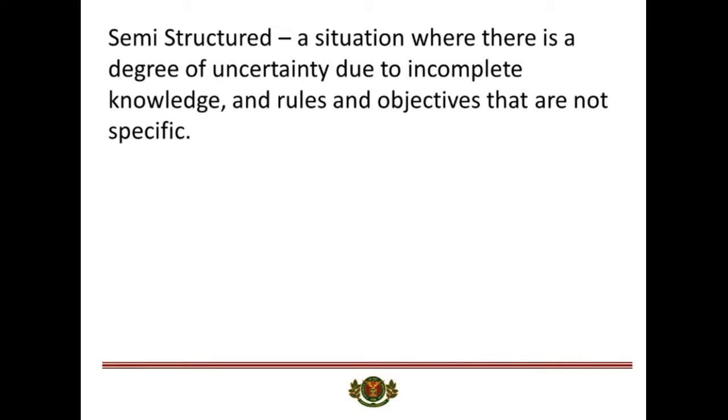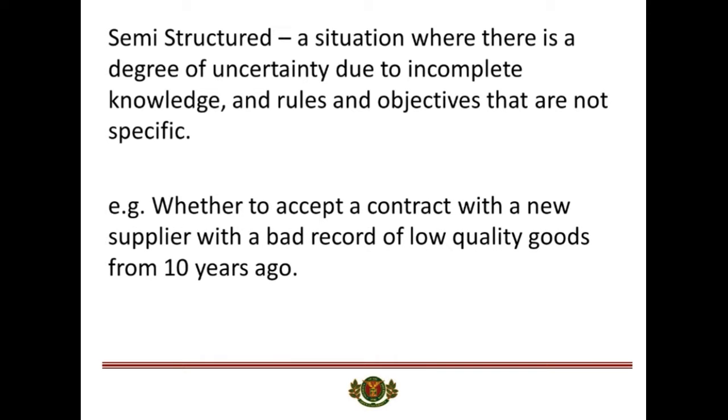In a semi-structured category, normally this is a situation where there is a degree of uncertainty due to incomplete knowledge and rules and objectives that are not specific. An example of this is whether to accept a contract with a new supplier with a bad record of low-quality goods from 10 years ago.